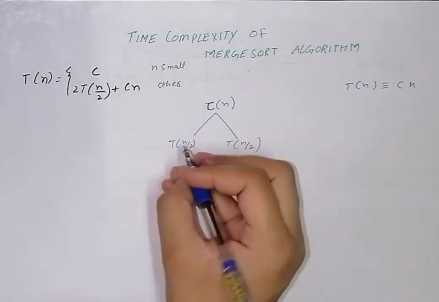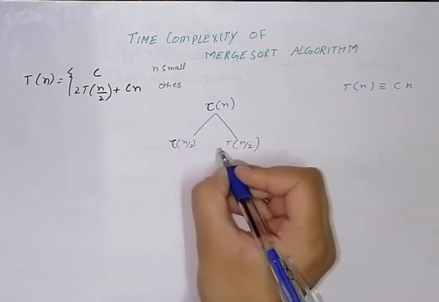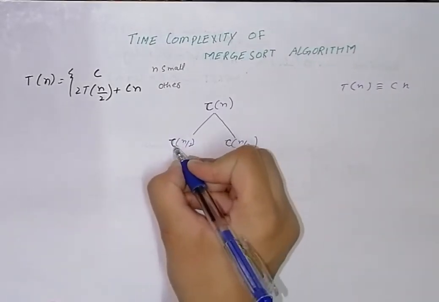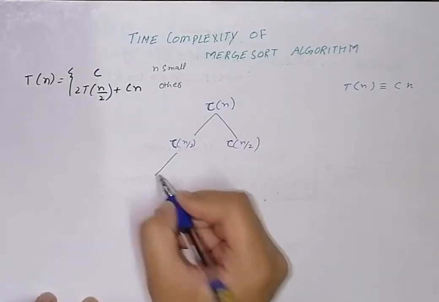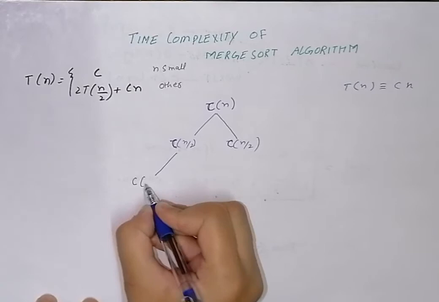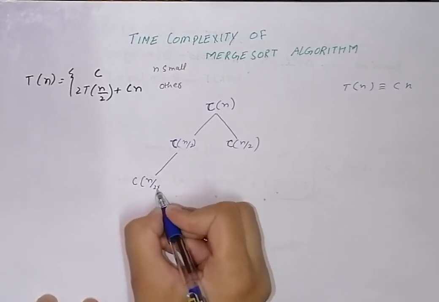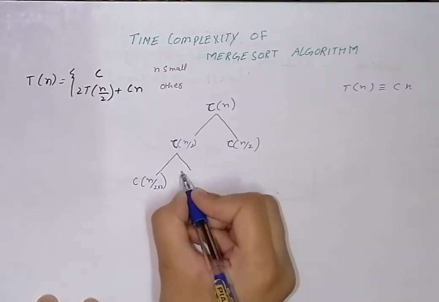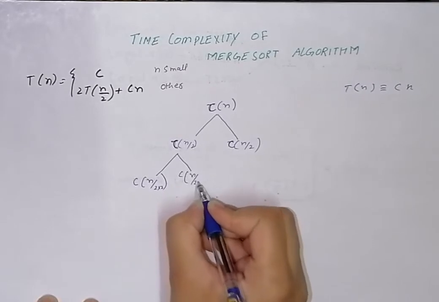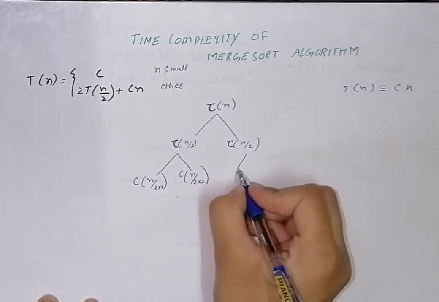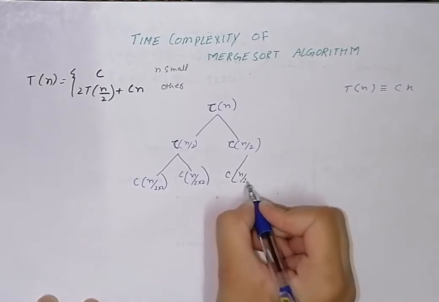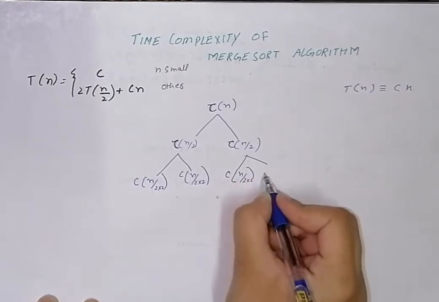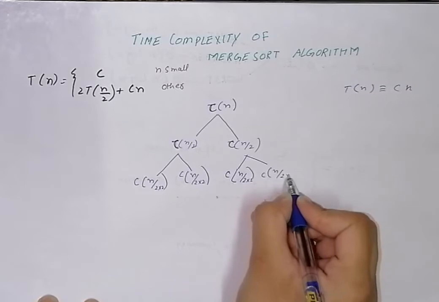Okay, so as I have told you in my rough work, I am going to replace T of n with C of n. So this would become C of n by 2. In the next iteration, this C of n will be divided into two parts. So it will become C of n by 2 multiplied by 2, or C of n by 4. Similarly, here it will also become C of n divided by 2 multiplied by 2.